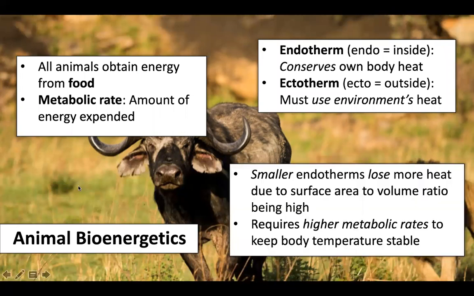Now, in general, remember we talked about smaller versus larger animals. This is where size comes into play. In general, when you're talking about endotherms, the smaller the endotherm, the more heat they tend to lose. And it comes back to that surface area to volume ratio being very high. While that was a benefit when you're trying to diffuse across the surface, when you're a smaller endotherm, that means you're going to lose a lot more heat energy. Therefore, you need to compensate by having a higher metabolic rate to try to keep that body temperature stable.